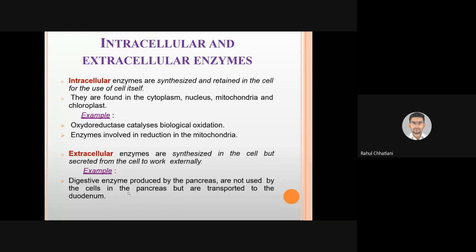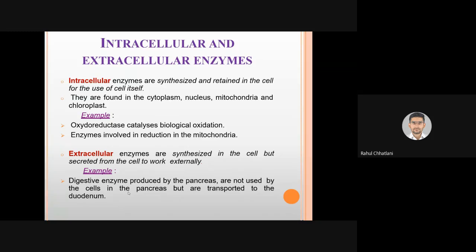Intracellular and extracellular enzymes. The enzymes that are made in one cell and perform some function in that same cell, metabolizing some process, that is intracellular. Enzymes that go outside and do something, that is an example of extracellular enzyme. Example of intracellular is oxidoreductase, which catalyzes biological oxidation. Yes, it is a type of enzyme. We are going to see the same in classification. In the classification we will do today, oxidoreductase is one of the types of enzymes. Yeah. And enzymes involved in reduction in mitochondria. So in each cell, to convert ATP to ADP and ADP to ATP, the enzyme used in that same cell is an example of intracellular enzyme.